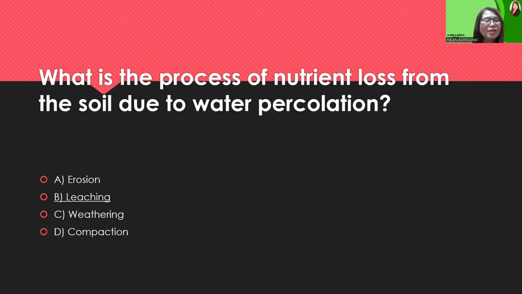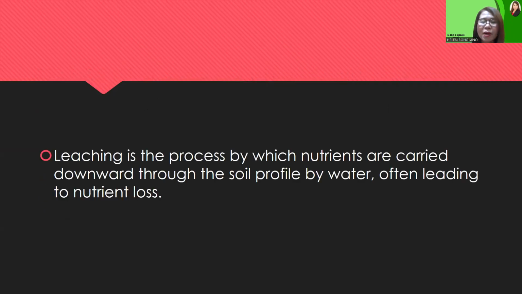Thank you. The right answer is letter B, leaching. Leaching is the process by which nutrients are carried downward through the soil profile by water, often leading to nutrient loss. Now, this is our problem. If the nutrients are lost, therefore plants will not grow well.